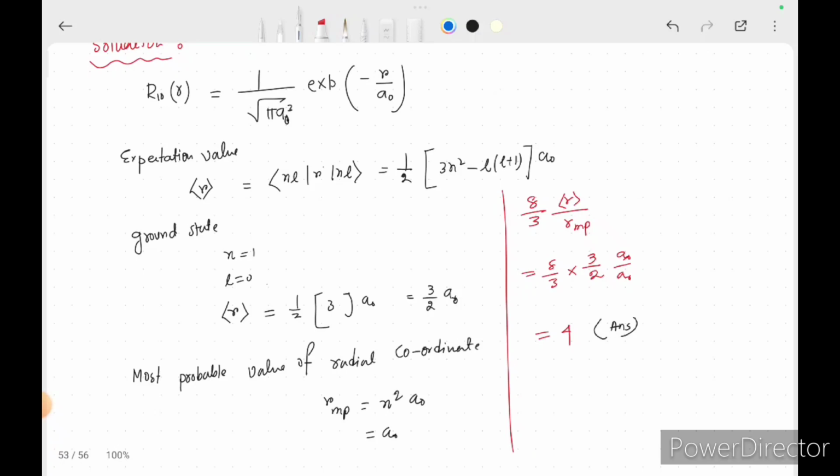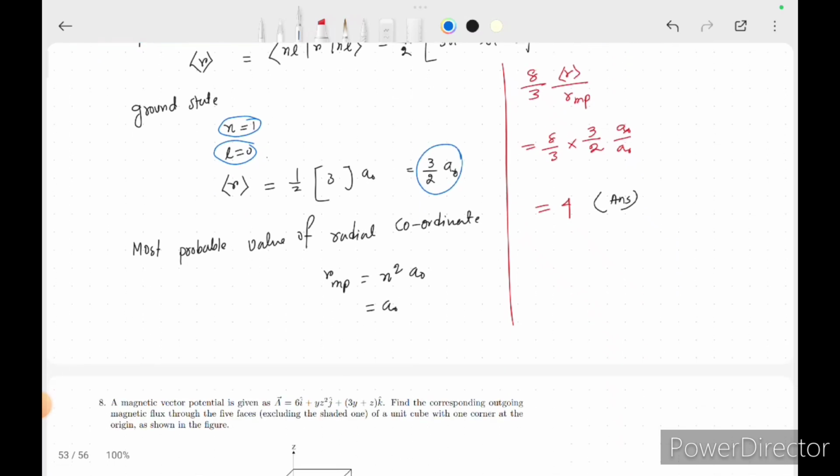So we know the expectation value for the NL state is given by this formula, please remember it: a0 by 2 into 3n square minus L into L plus 1, where A0 is the Bohr radius. Here for the ground state n equals 1 and L equals 0, so I put in these values. So the expectation value of r is equal to 3 by 2 A0.